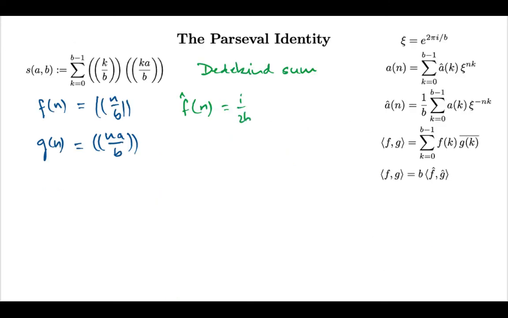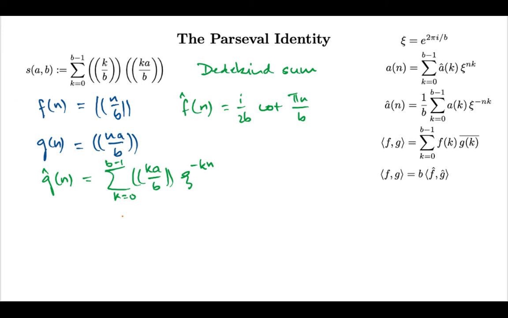i over 2b times the cotangent. And so I don't want to repeat this calculation for g, but we will use this Fourier transform for f already. So let me show you a trick. So my Fourier transform for g, by definition, is the sum over k of my function g against an exponential. And so just once I will write that my sum goes from 0 to b minus 1, because what I'll do now is a change of variables.